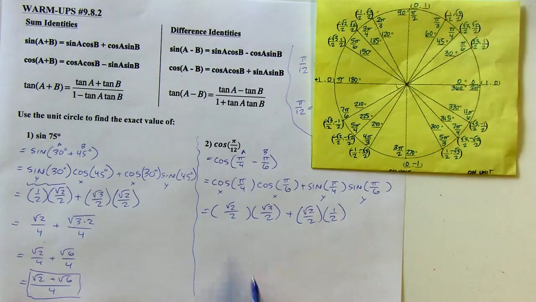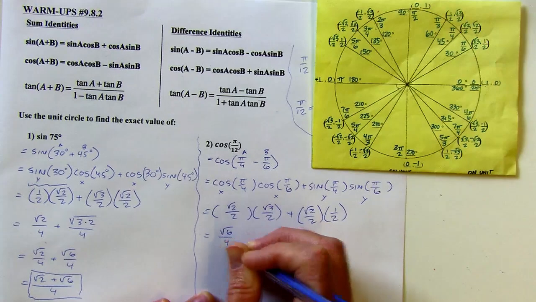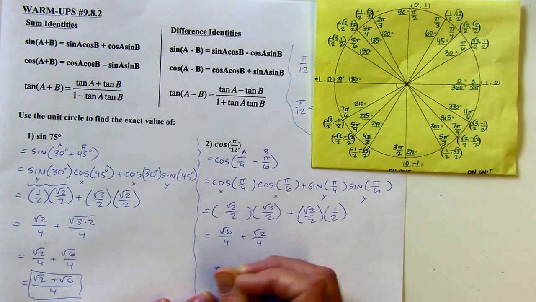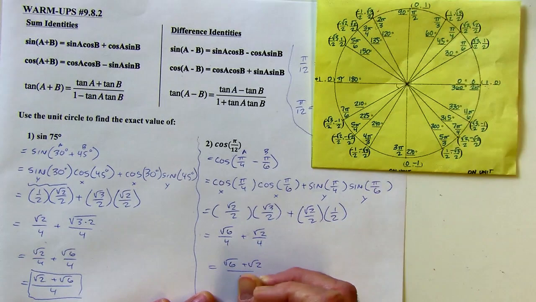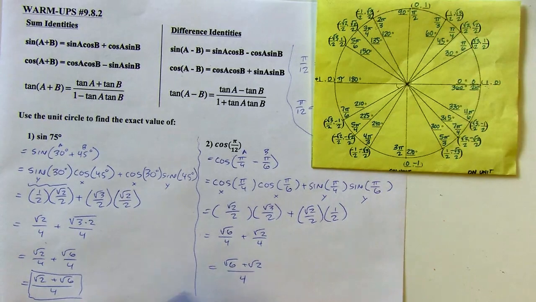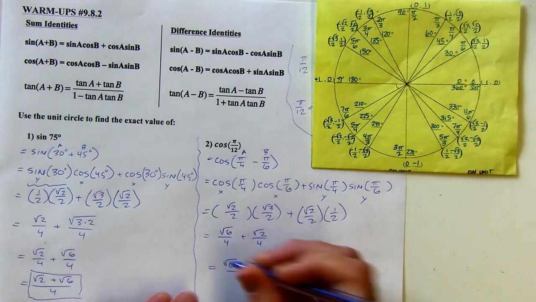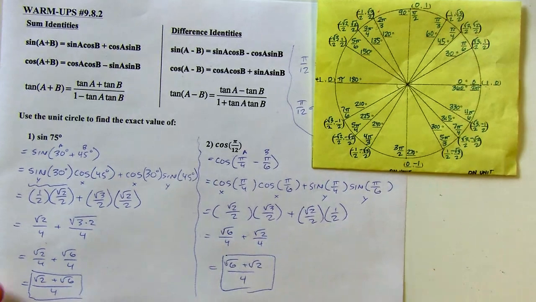Okay, and then I just simplify it the same way I did on the last problem. So this is going to be root 6 over 4 plus root 2 over 4, and I've got a common denominator. And it actually is the same answer from the last problem. It's just the two values on the top are in a different order. That's just a coincidence there, but there's not really that many different ways these can shake out with the sum and difference formulas for sine and cosine.